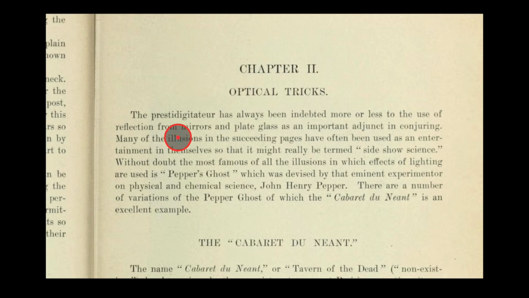The magician has always been indebted more or less to the use of reflection from mirrors and plate glass as an important adjunct in conjuring. Yes. We talk about mirrors all the time over here, especially smoke and mirrors. Key, very important tools in the magician's arsenal. What does that word say there? Prestidigitateur? I can't read that, but magician. The magician has always been indebted more or less to the use of reflection from mirrors. That's a very important sentence right there.